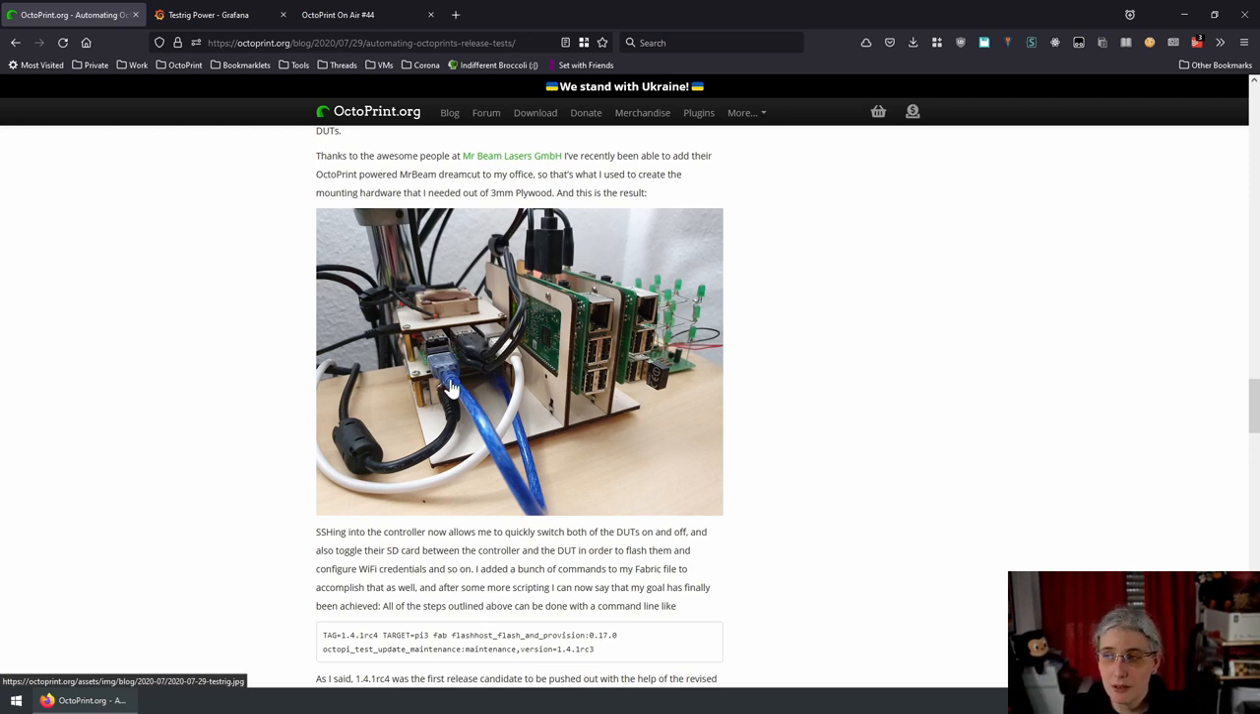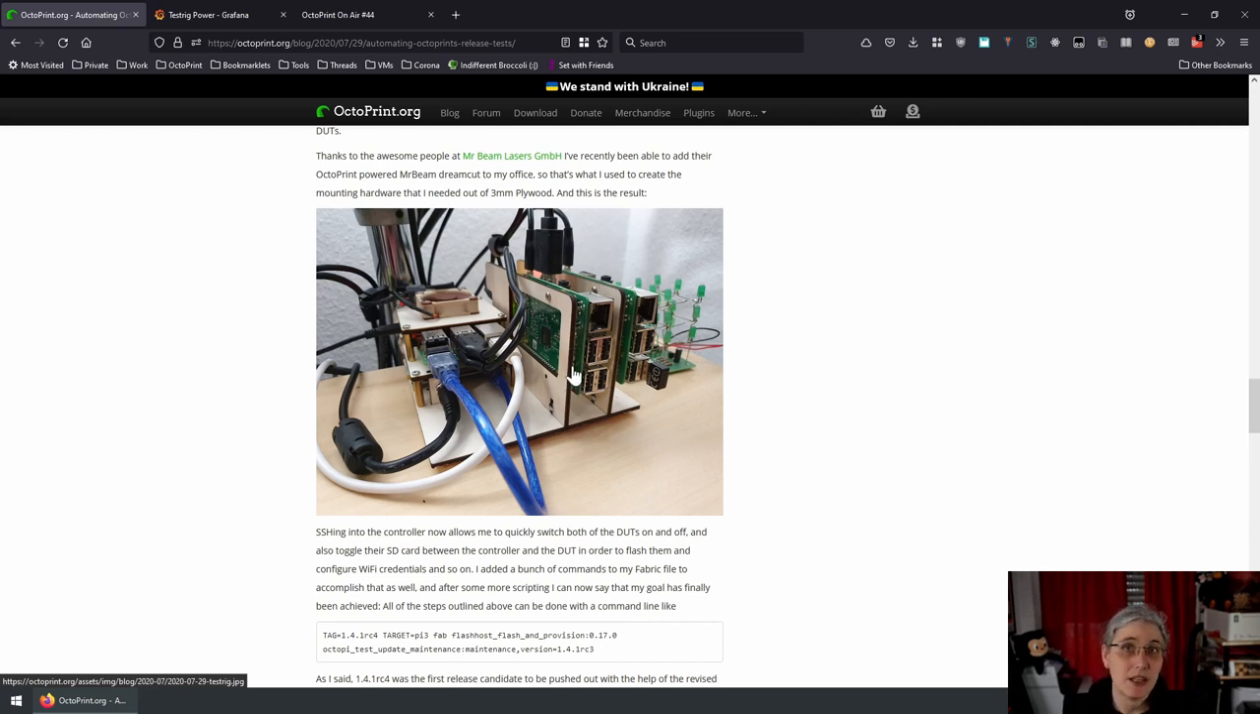So what I can do here is tell the flash host to please take Pi A. This is Pi A, this is Pi B. The one that is not yet in the picture here is Pi C. Take Pi A off the power, then flash the SD card with a new image, then mount the SD card to do some provisioning, like configuring the Wi-Fi, a new password, the host name and stuff, then unmounting the card and plugging it back into Pi A, and then powering Pi A back up.